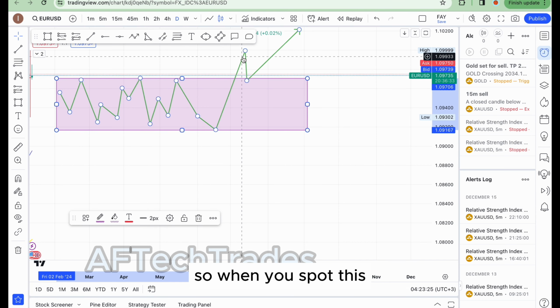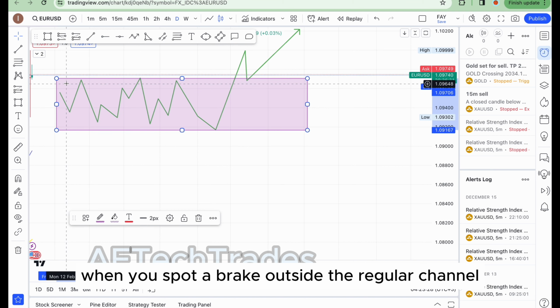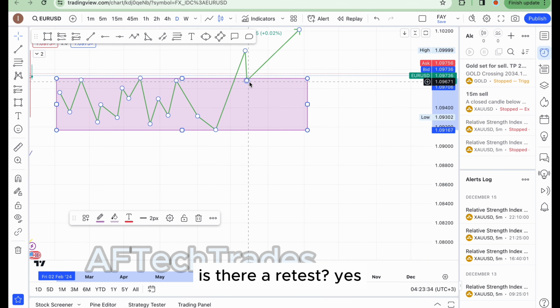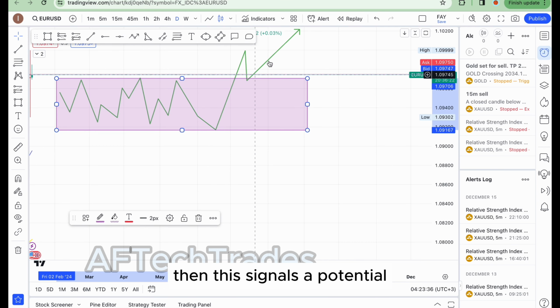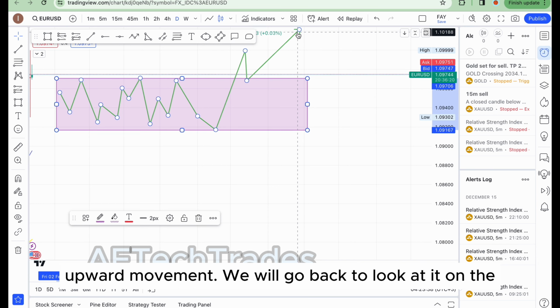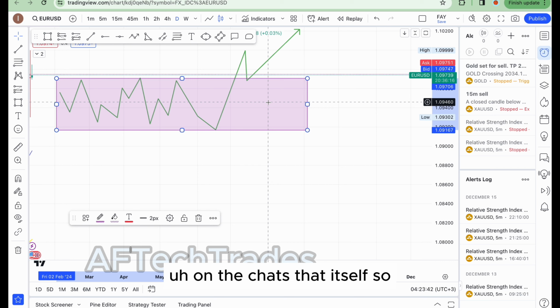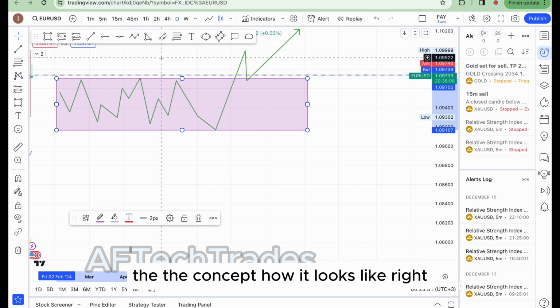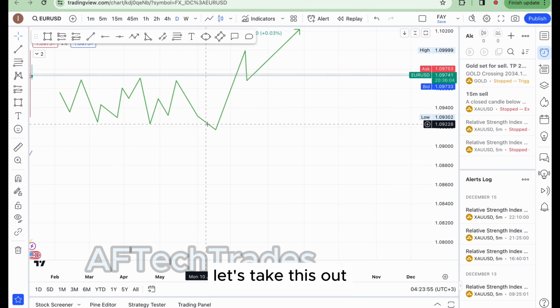So when you spot a break outside the regular channel, what you look out for is whether there is a retest. Yes, there is a retest. Then this signals a potential upward movement. We'll go back and look at it on the charts itself. But first of all, before we go to the chart, I need to explain the concept, how it looks like, right? Let's take this out.